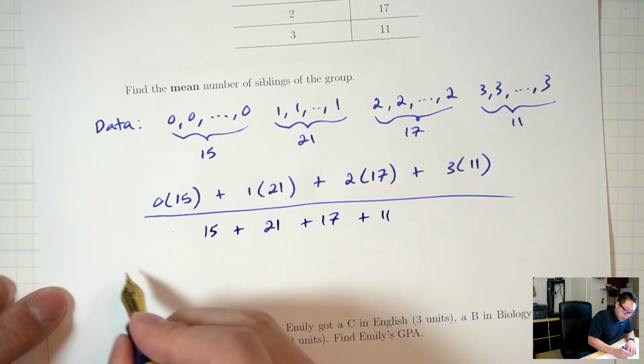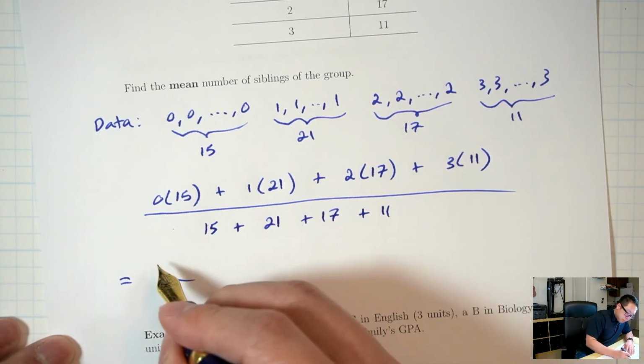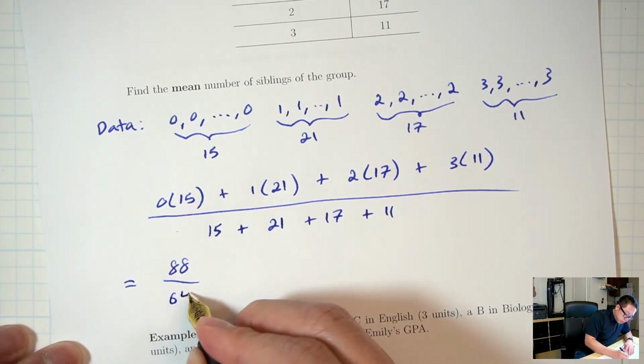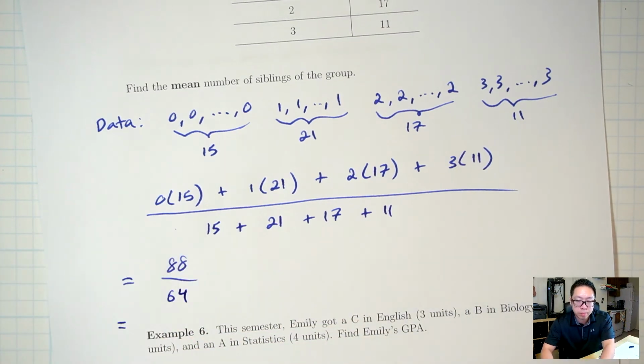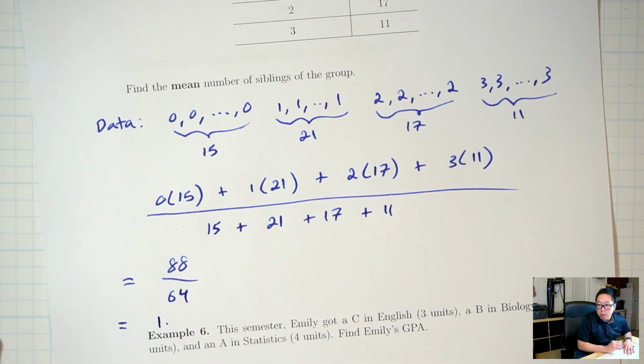And then let's do this on a calculator. So up top, 0 times 15 plus 1 times 21 plus 2 times 17 plus 3 times 11 is 88. On the bottom, 15 plus 21 plus 17 plus 11 is 64. And then 88 divided by 64, rounded to 3 decimal places, is 1.354.